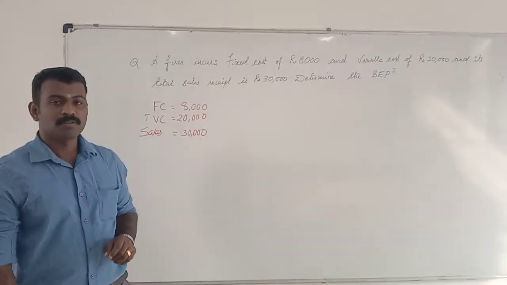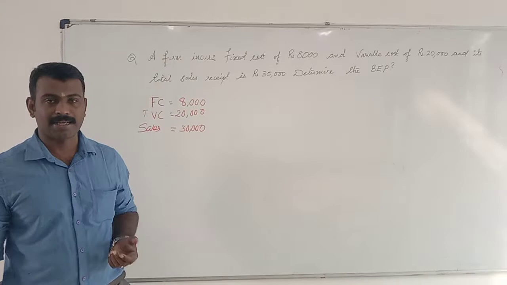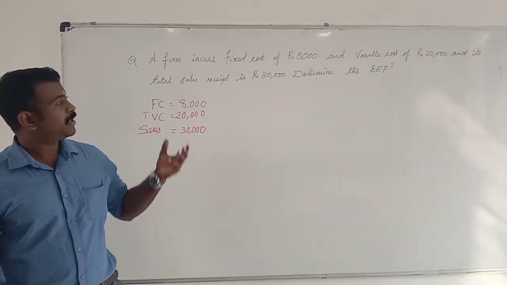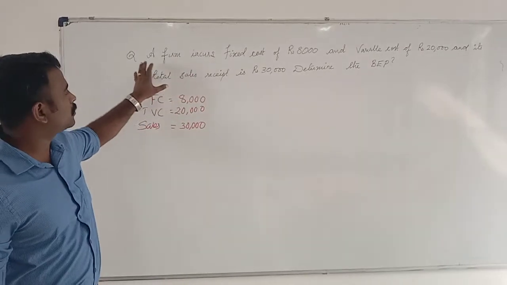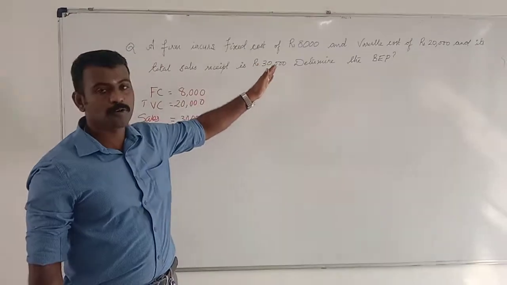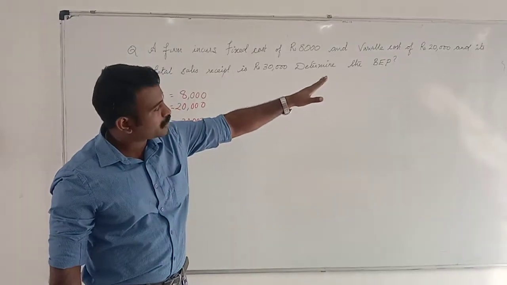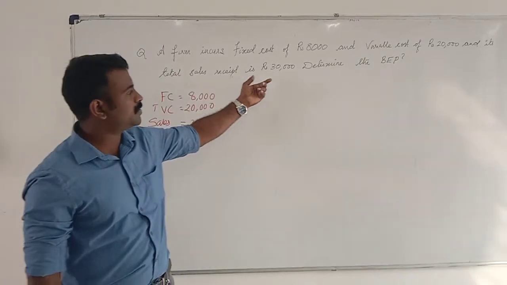Good morning all. Today we are going to discuss the problem relating to break-even point analysis. So today I am going to share a problem regarding this. The problem: a firm incurs fixed cost of rupees 8,000 and variable cost of rupees 20,000 and its total sales result is rupees 30,000.